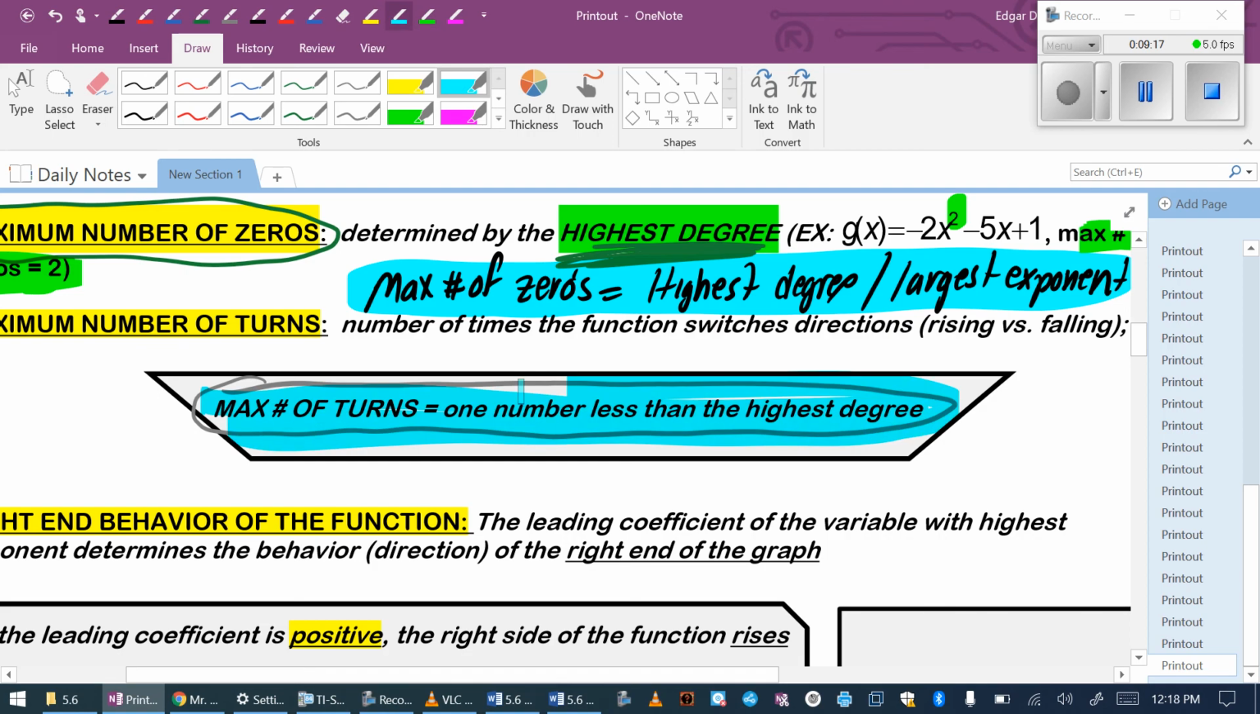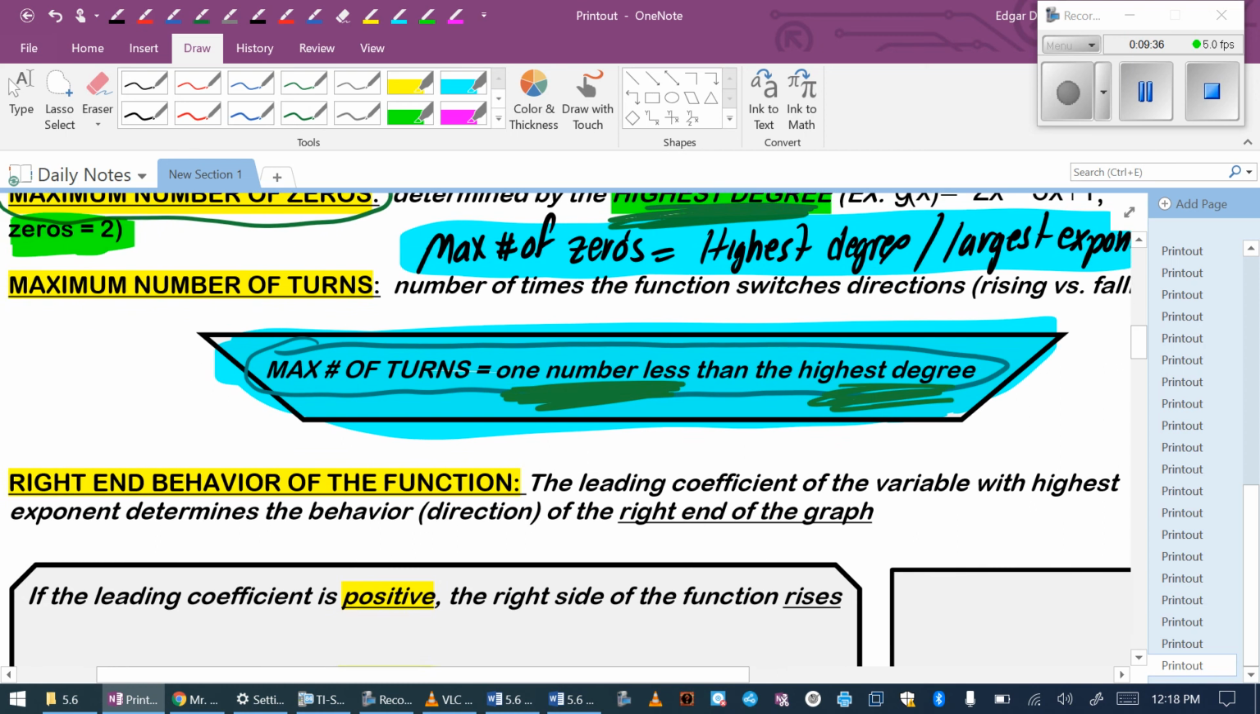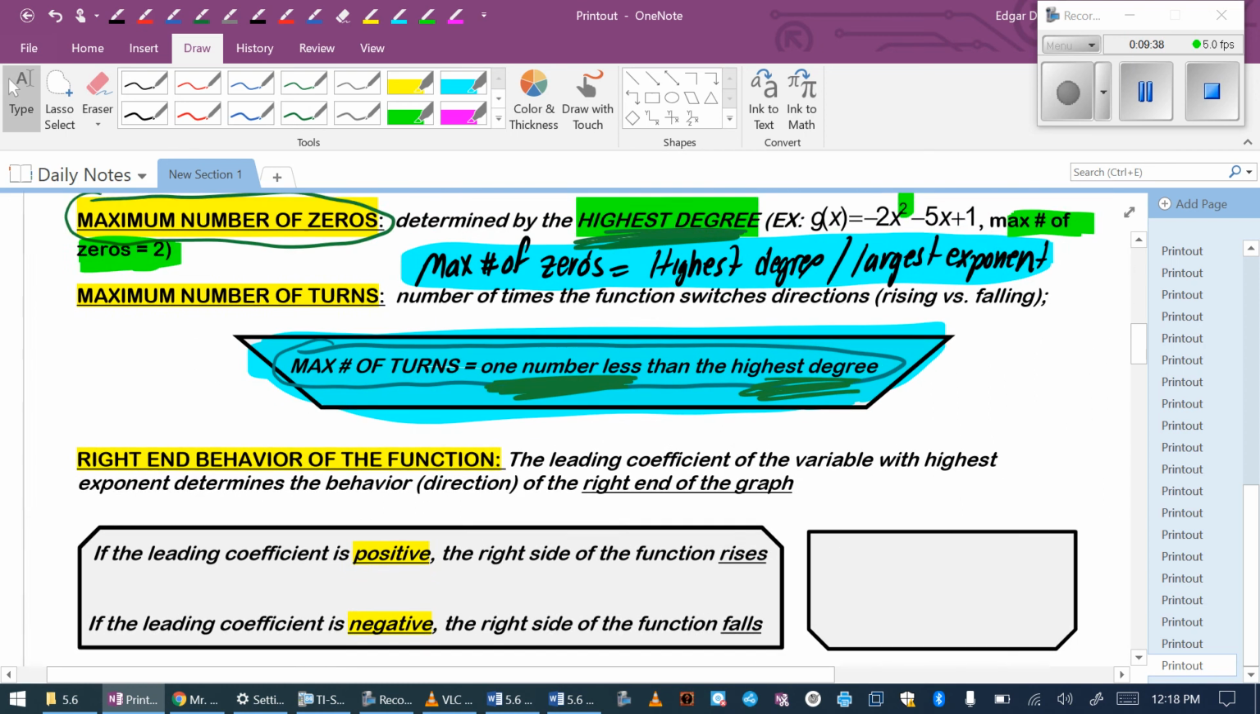Remember that, guys, and we're going to keep rewriting that over and over again for this section, just to make sure that we don't forget that. Okay, so that's correct, right, guys? So maximum number of turns will always equal one number less than the highest degree. Okay, let's move on to the next one. All right, so keep those two things in mind, guys.